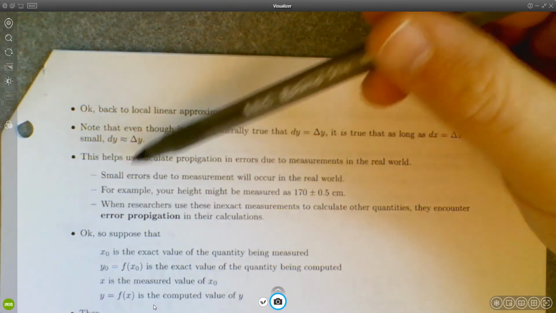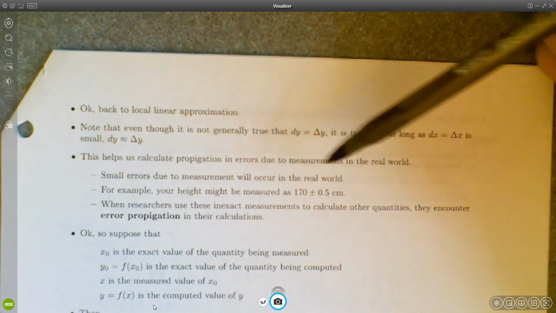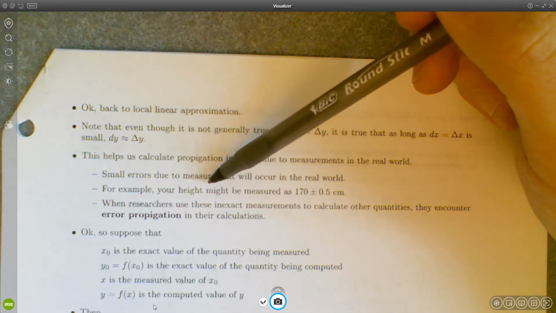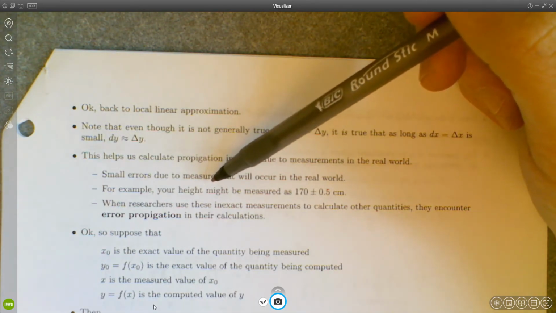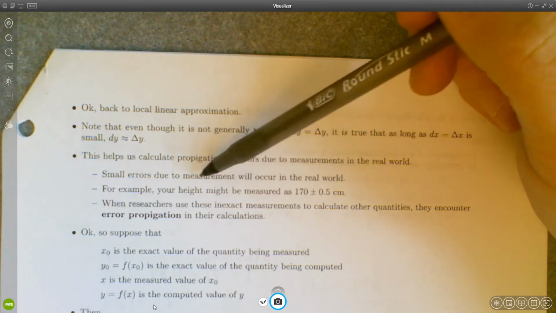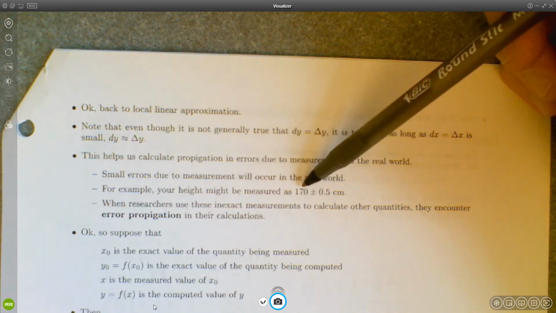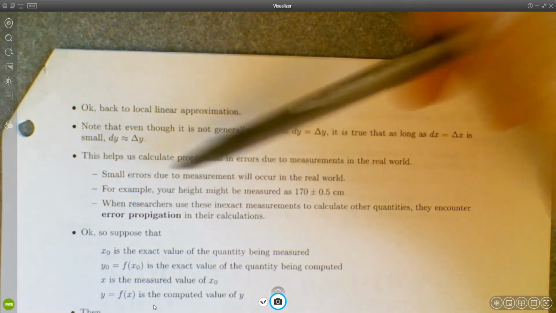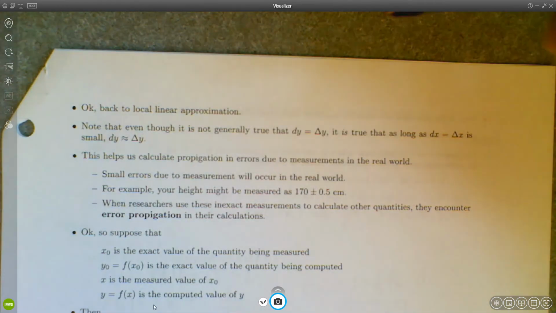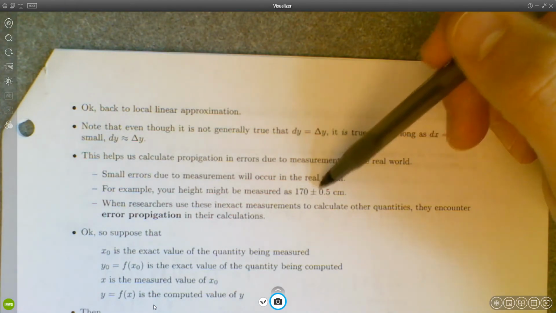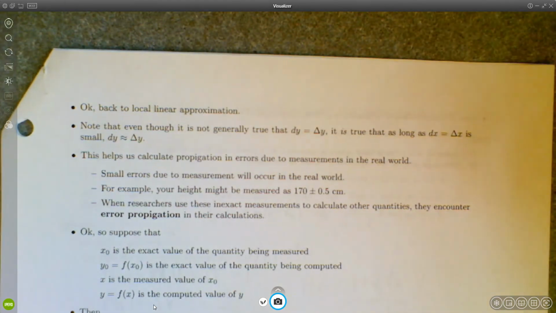You know, because when you measure something, small errors are going to occur, right? So, for example, when you measure someone's height, you may not be able to measure it perfectly, exactly, precisely. And so, oftentimes, when someone measures a height, they'll say, "Oh, I measured you at 170 centimeters, but because there are errors potentially in the measurement, I'm going to just report that as 170 plus or minus 0.5 centimeters," right? Something like that.